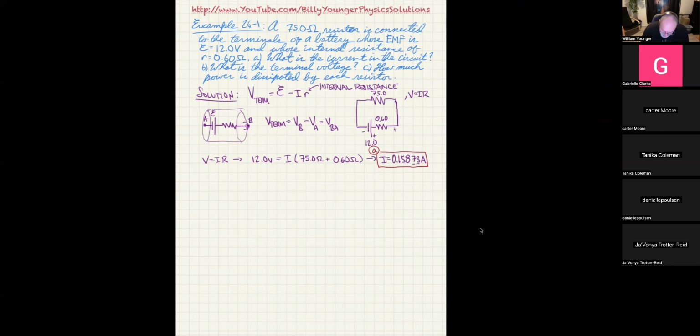Now in part B, they want to say, what is the terminal voltage? So they want to know really how much voltage difference there is between, let's say, this spot and this spot. And anywhere really up to anywhere from here to there is fine for this side. And anywhere from, actually from here to here is okay on this side.